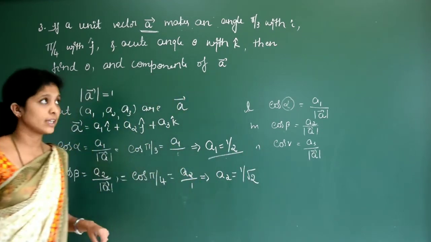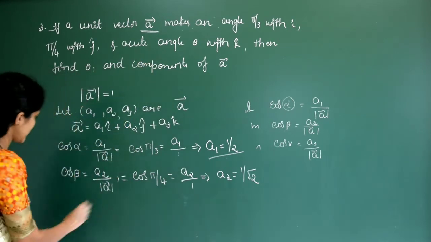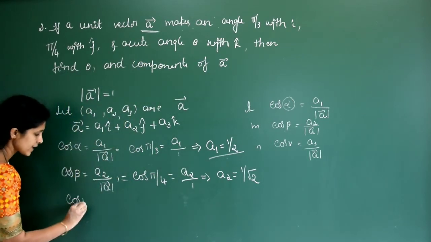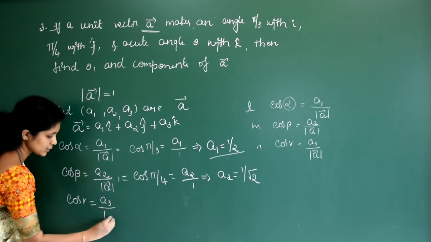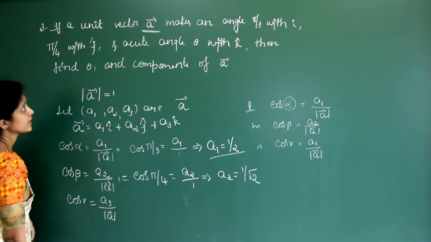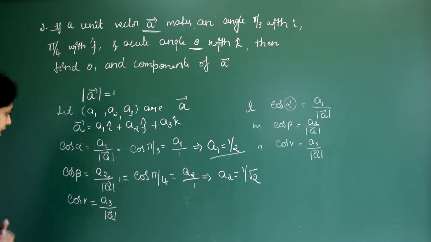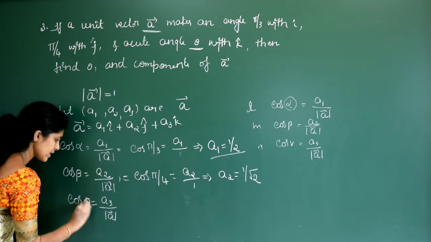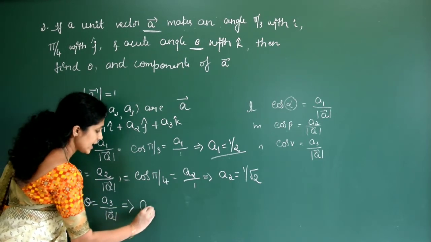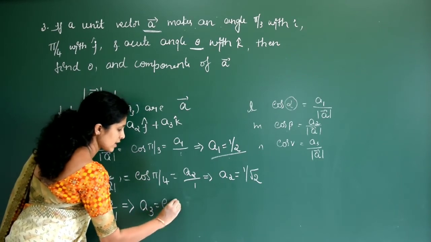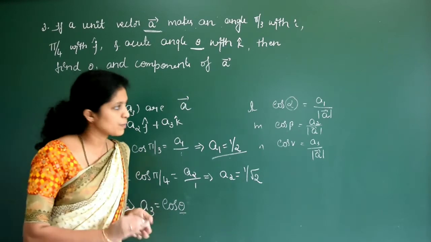But to find A3, the angle is not given. Before that we need to find the angle. First we will write cos gamma is equal to A3 divided by the magnitude of A vector. Here it is given as an acute angle theta, so we will consider this gamma as theta. Cos theta is equal to A3 by magnitude of A vector. So A3 is equal to cos theta. If you find the value of theta, then you can find the component.